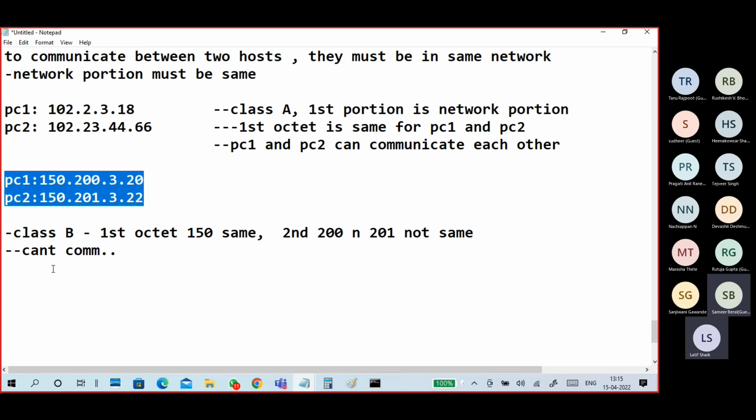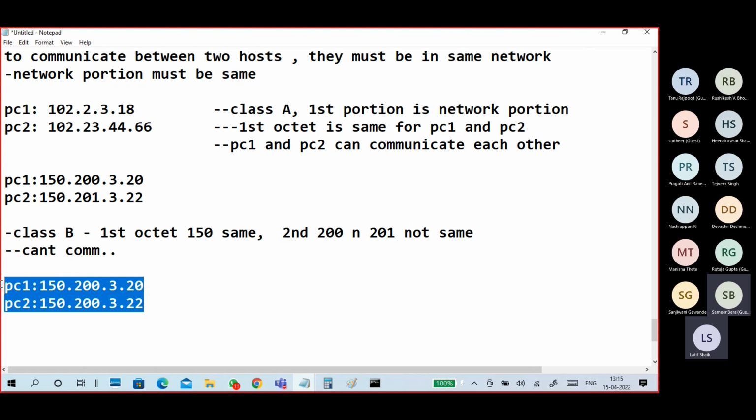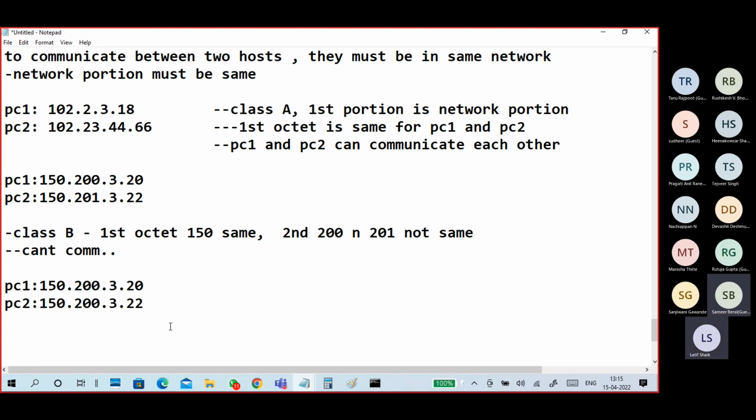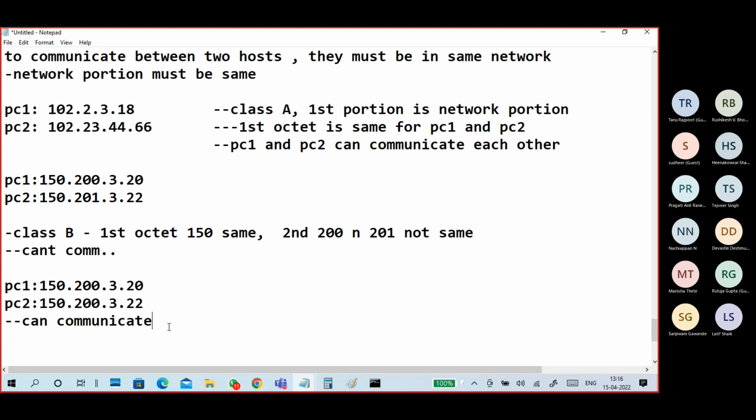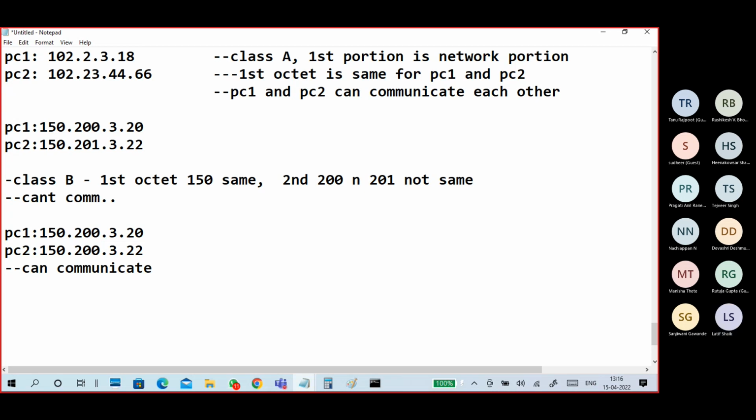Same example. Now tell me, will both communicate with each other or not? Can or cannot? In this one, the first octet is same, the second octet is also same. Class B, can communicate.